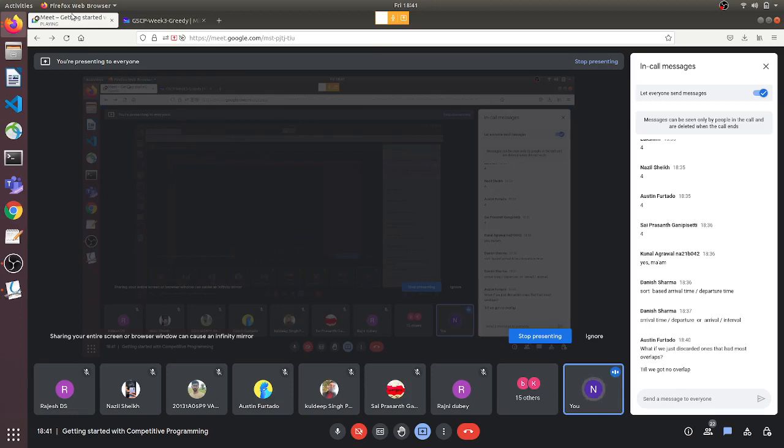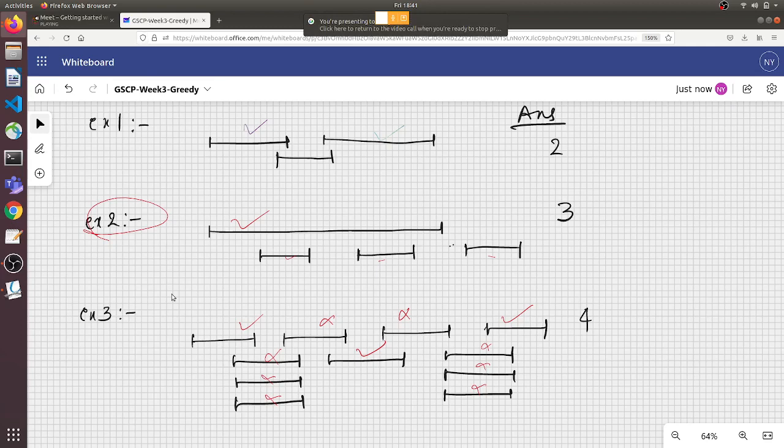What if we just discard the ones that had the most overlaps until we got no overlaps? Discard the one which has the most overlaps. Okay, let's see if it works.